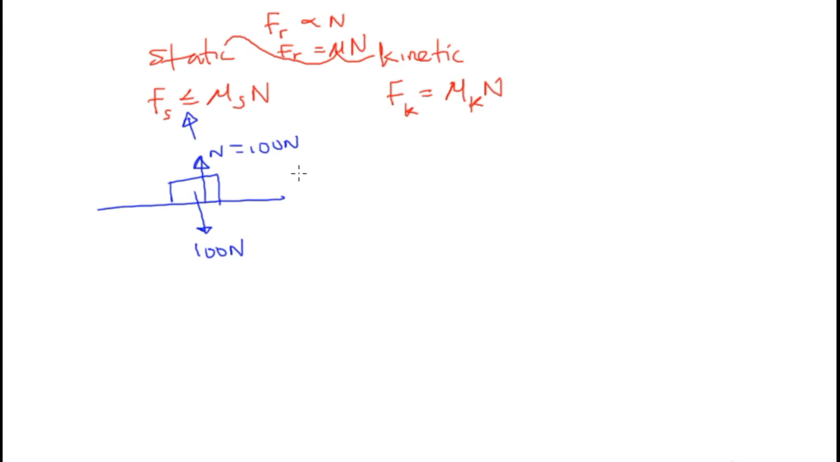Let's say the coefficient of static friction of the object, mu s, is equal to 0.4. Coefficient of friction actually ranges from 0 to 1 depending on the type of the material. So let's say this kind of material has this as its coefficient of static friction, and this material has this as its coefficient of kinetic friction.